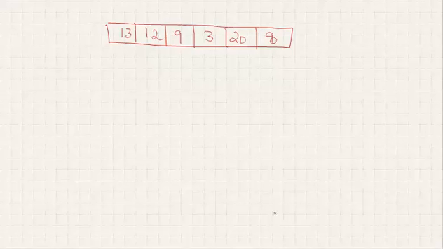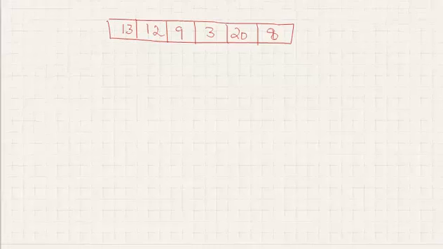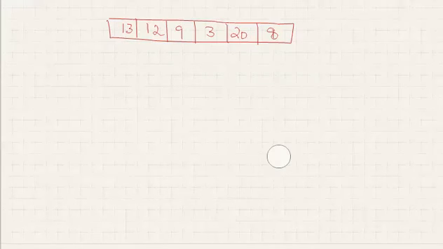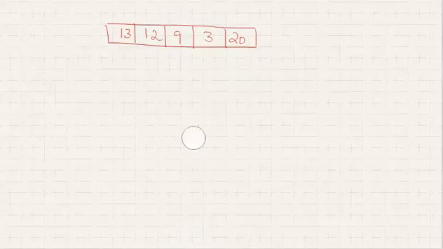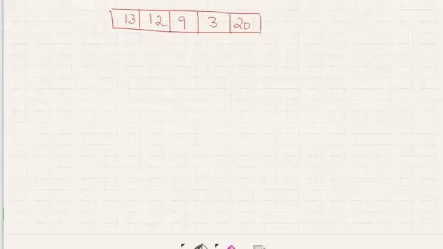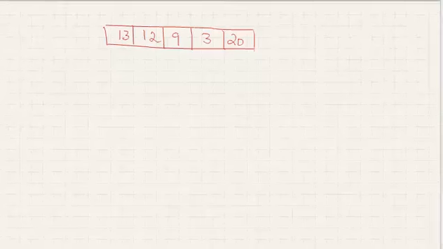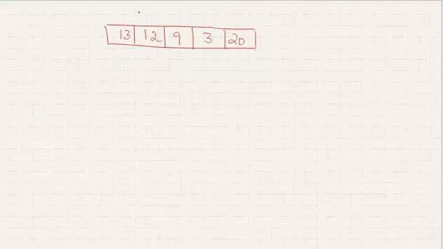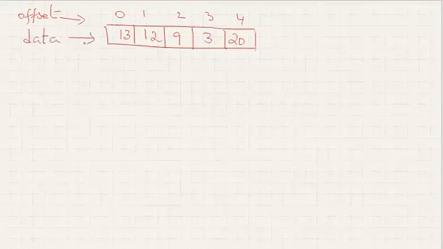Let me just remove that. Okay, so we have 5 elements and the offsets are 0, 1, 2, 3 and 4. Now how do I find the maximum number, and this is my data, my maximum number in this array?